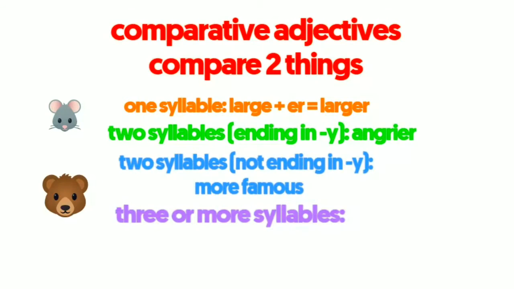And finally, for 3 or more syllables in an adjective, let's say fantastic, you're going to also add more before fantastic. The same rule applies as 2 syllables, not ending in Y, and with 3 or more syllables. The bear is more fantastic than the mouse.